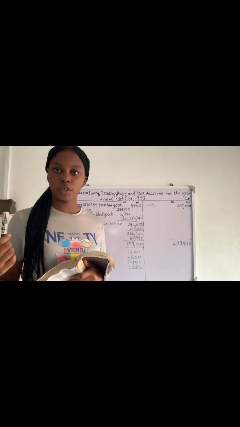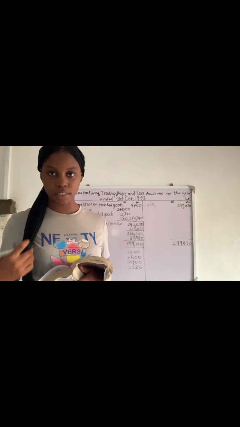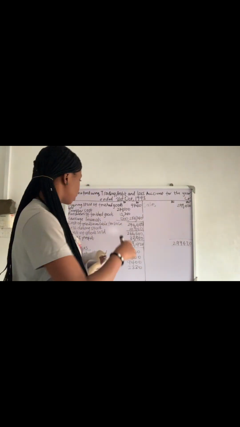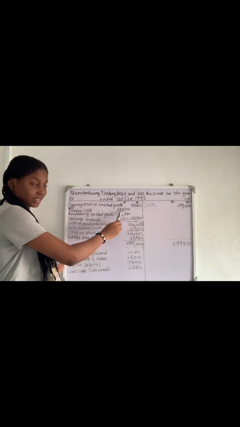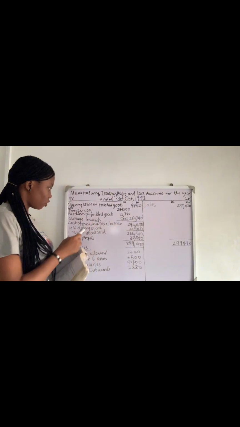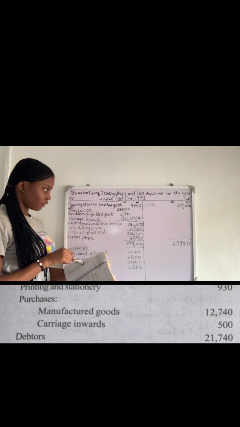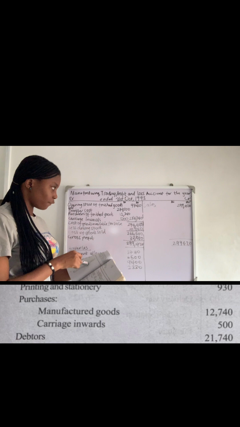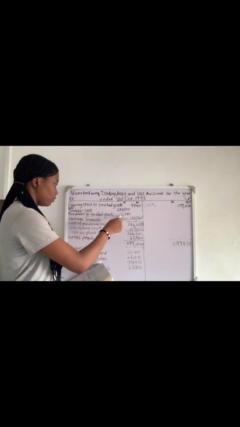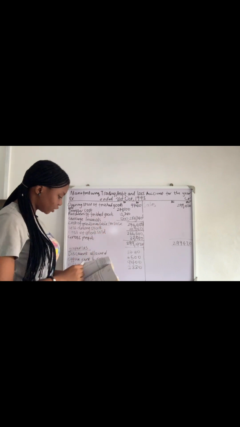Remember that in the previous video I made, we added cost of production because there was no transfer pricing. But now that there's a transfer price, a transfer cost, you add it in place of the cost of production. Then your purchases of finished goods is in the question. Purchases of manufactured goods, 12,740. You write it here. Then your carriage inward.